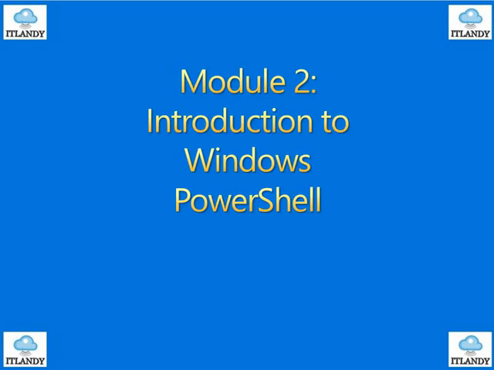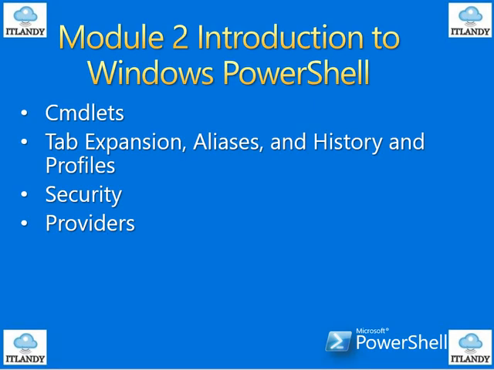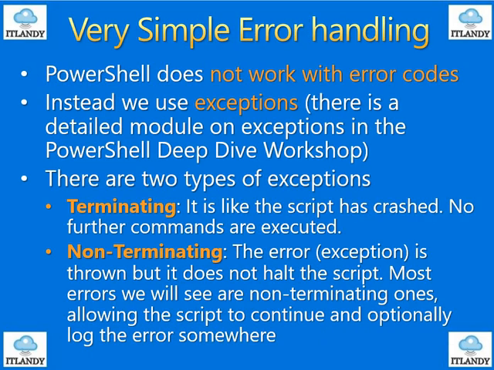So we're still on Module 2, Intro to PowerShell, and so far under Module 2 we have covered the following: cmdlets, or the command let, then tab expansion, aliases and history, and profile, then security, then providers. To continue from the previous topic, we have very simple error handling.